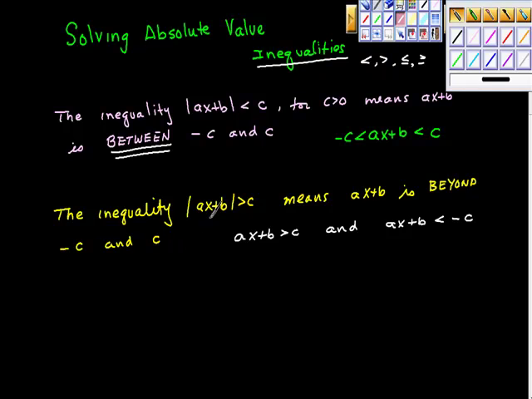Now, the inequality that the absolute value of ax plus b is greater than c means that ax plus b is beyond negative c, opposite c, and c. Write it down. Stay with me for just a second, and we can really make good sense of this. So let's get started, shall we?